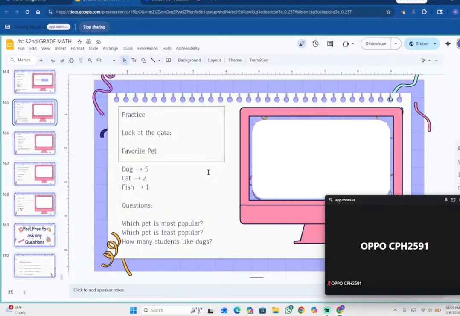Okay, so which pet is most popular? We can see dog has 5 votes, cat has 2 votes, and fish has 1 vote. So dog has the most votes here. So dog would be the most popular.